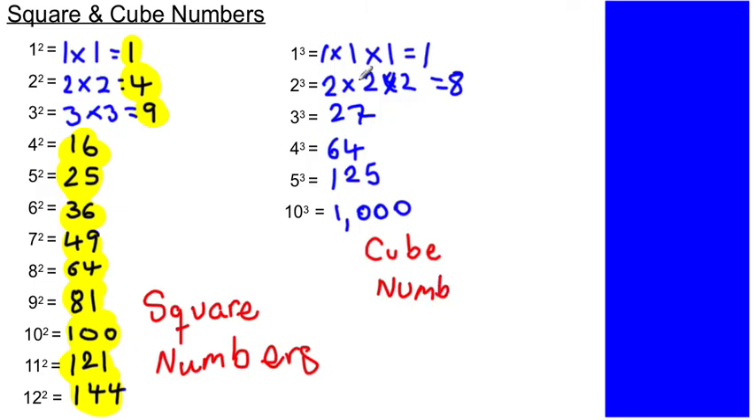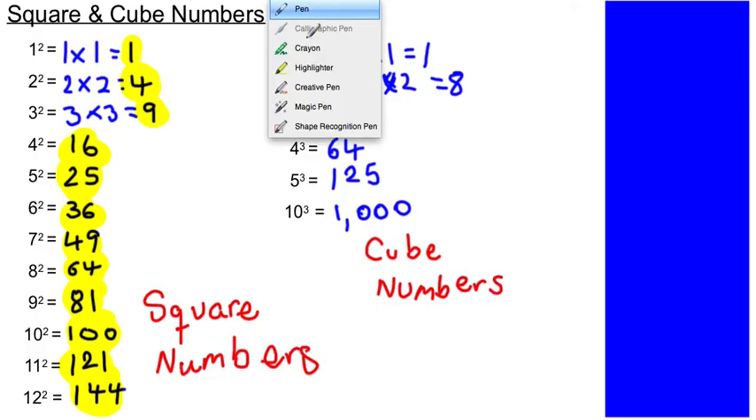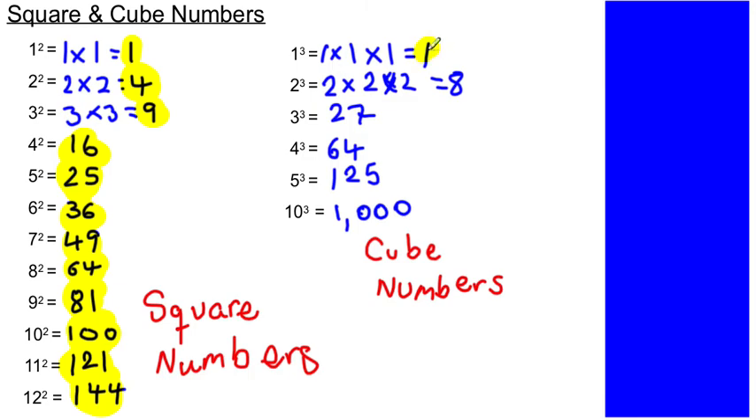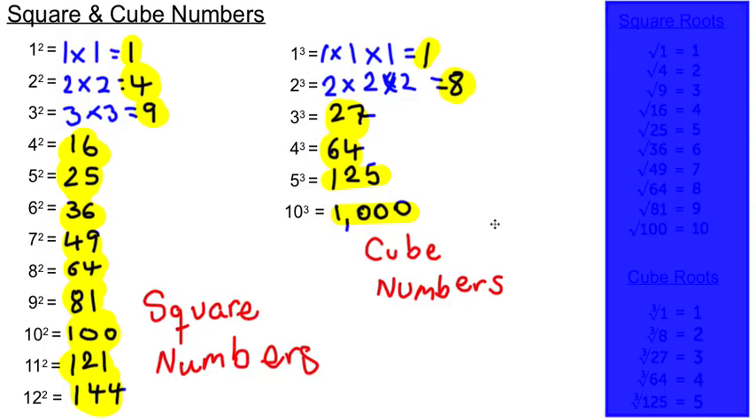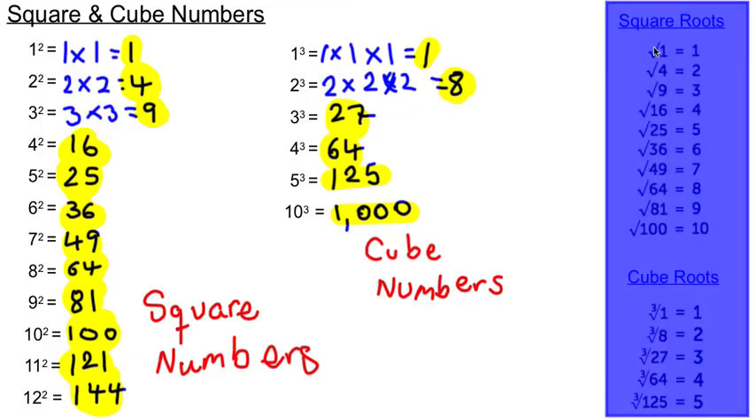So the cube numbers are the answer of doing 1 cubed and so on. So, you have 1 is a cube number, 8 is a cube number, 27 is a cube number, 64 is a cube number, 125 is a cube number, and 1000 is a cube number. You do need to be able to recognise the square numbers up till 12 and the cube numbers 1 to 5 and 10. The opposite of doing a square is called the square root.